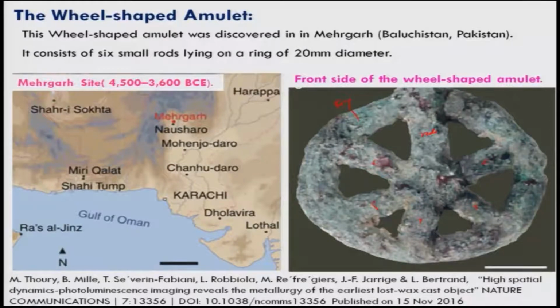And they have used very sophisticated instruments like high spatial resolution photoluminescence imaging techniques to reveal a lot of metallurgy about the earliest lost wax casting object, this amulet. And I would urge you people to study and look at it. I will be just mentioning about it. Let us see how they have fabricated this amulet, which was the oldest among all the lost wax casting products made in ancient time across the globe.